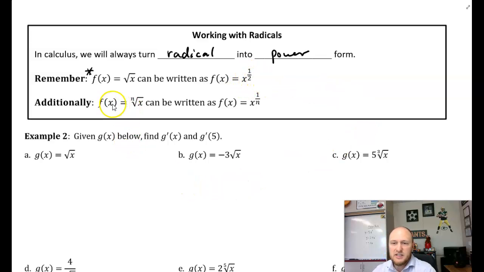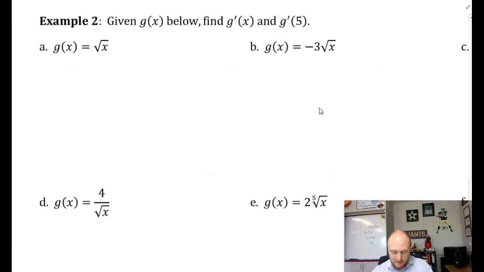Additionally, f of x equals the nth root of x can be written as f of x is equal to x to the power of 1 over n. We're going to use this idea when we look at the following examples.